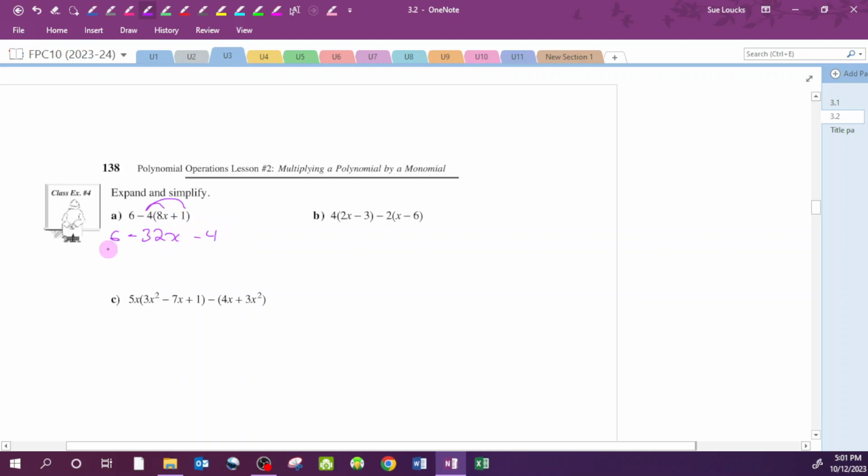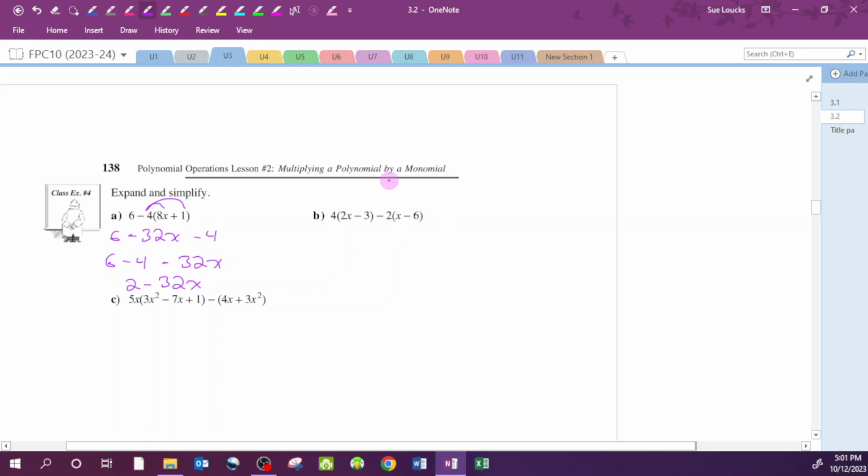So then I can collect my like terms. I've got 6 minus 4 and minus 32x. 6 minus 4 is 2, minus 32x. That's my answer. Now, if I wanted to check this, I could plug a value in for x and see if I get the same answer. And I totally encourage you to do that.